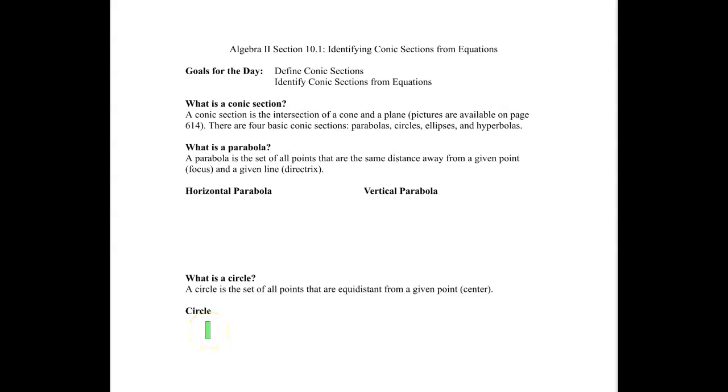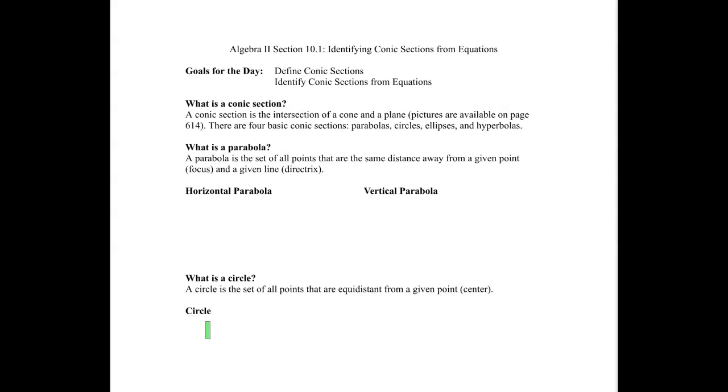Today we're going to start identifying conic sections from equations. So what is a conic section? A conic section is just the intersection of a cone and a plane. And I actually now have a cone in real life that you guys can touch. It's made of wood, that we can take apart and see where the heck they come from.